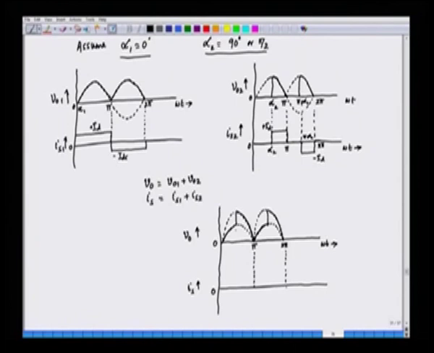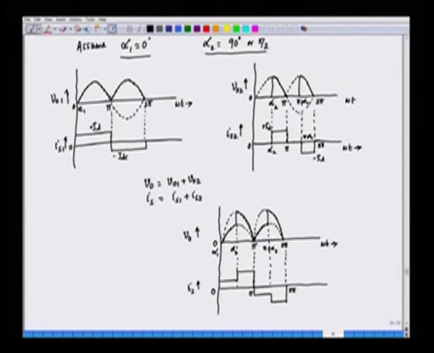And what about the current? The current will be the sum of the two currents, and that will be of this nature. So, this is pi and this is 2 pi, and this is alpha 2, this is pi plus alpha 2, and this is alpha 1. Alpha 1 is in fact equal to 0. So, this is the nature of the current that we have here.